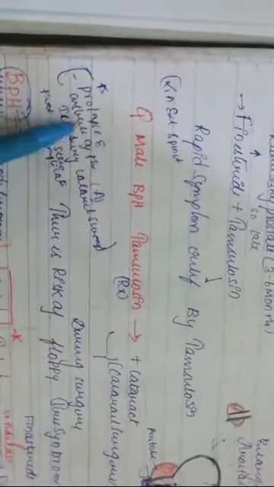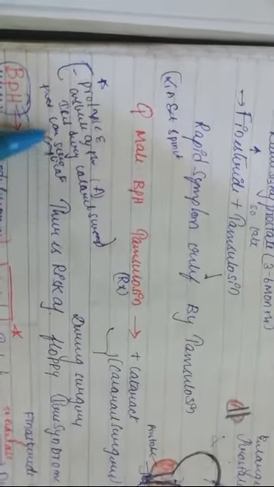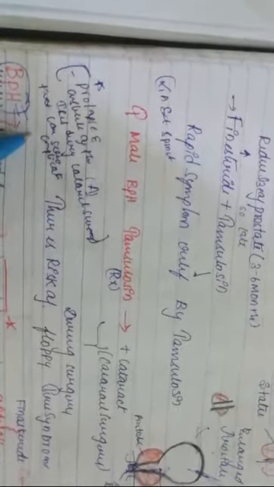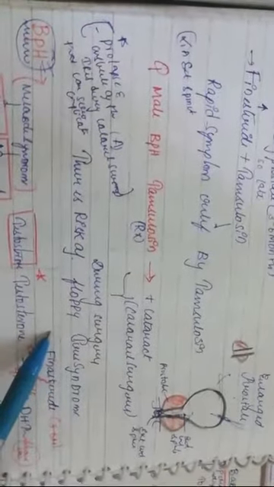So what is floppy iris syndrome? Floppy iris syndrome is nothing but a prolapse or the constriction of the iris during cataract surgery. The prolapse of the iris during cataract surgery is known as floppy iris syndrome, right? So let us go with the other things here.